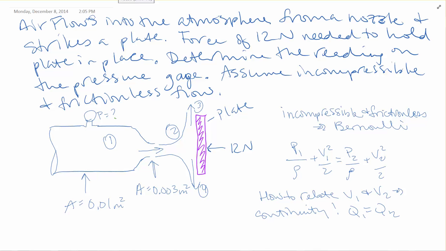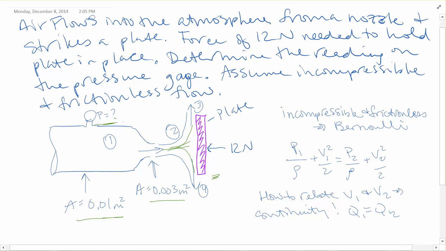Air flows into the atmosphere from a nozzle and strikes a plate. Here is the plate right here, and you can see we've got air coming out of here. It's going to come up and down, and it's coming out of that nozzle. We're given the area of the nozzle. It's 0.003 meters squared, and then we've got the area in the tank basically, which is 0.01 meters squared.